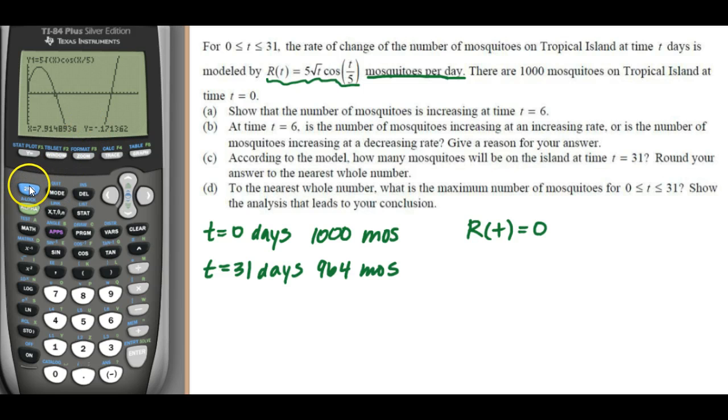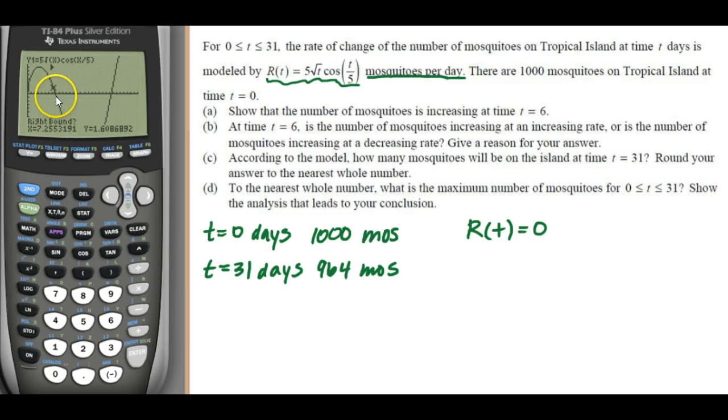So I have to go to second trace for calculate, 2 for 0, and now it's asking me for the left bound. So I want to be to the left side of this x-intercept right here. So I want to move to the left. So now I'm clearly to the left of this x-intercept. I don't want to think about it as above or below the x-axis. I want to think about it to the left or to the right. So left bound, yes, so I hit enter.